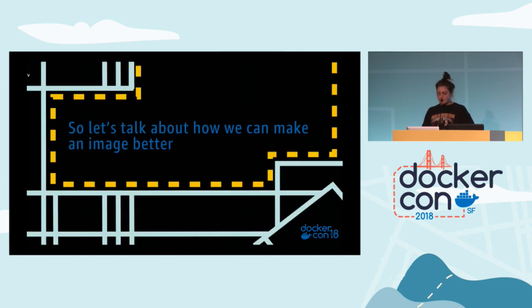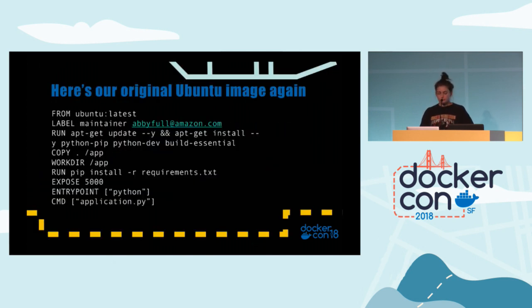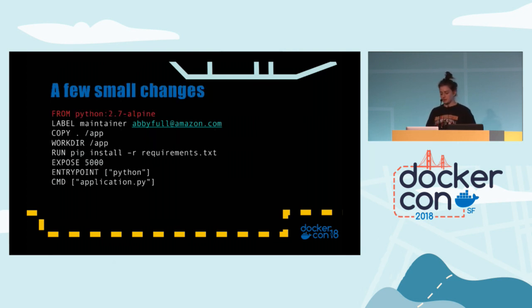So let's talk about how we can make our images better. Here's our original Ubuntu image. Again, this is fine. It builds. It works just fine. You can run this. You can use it in production. Don't, but you can. It installs things. It does what it needs to. It gets my application code there. It runs my Python server. It's just fine, but we can optimize it a little bit.